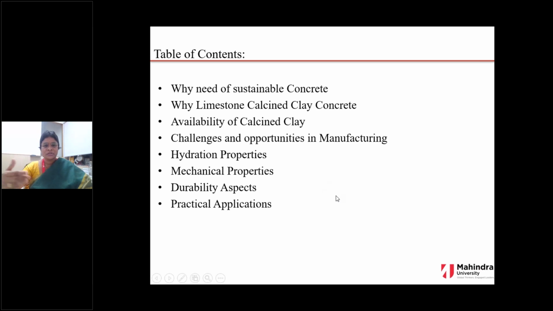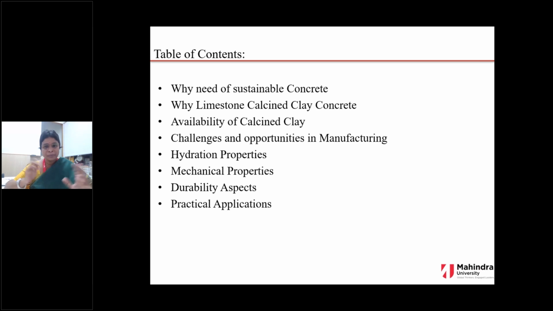So the flow of my presentation will be like this. I'll be talking about why we need sustainable concrete. I think all the participants are aware of this, but I'll just give a glance of my perspective of why we need a sustainable concrete. Once we have identified that there is a need, we have multiple solutions in order to have a sustainable concrete. Then the question arises: why limestone calcined clay? What is the speciality in limestone calcined clay which fits into a good solution for our sustainable concrete? I'll be talking about that.